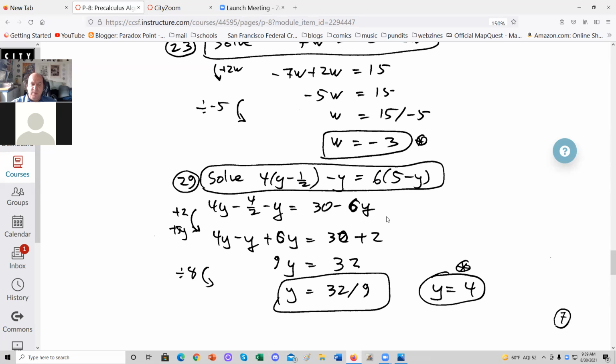We'll move the 6y to both sides. This should be a 6, excuse me. Add that to both sides. Add 2 to both sides, and you get 4y minus y plus 6y equals 30 plus 2. This comes out to 9y equals 32, so y is, that should divide by 9. And you get y equals 32 over 9.